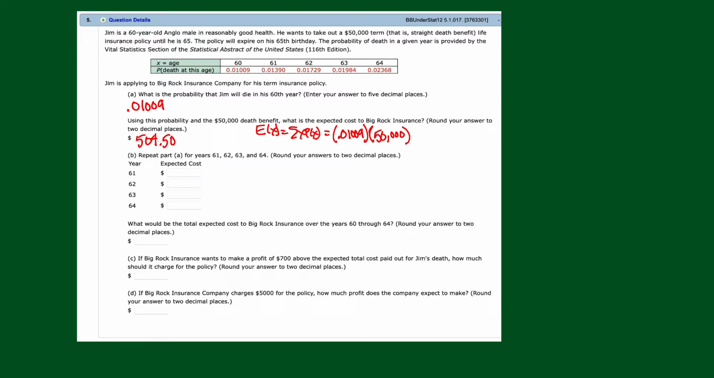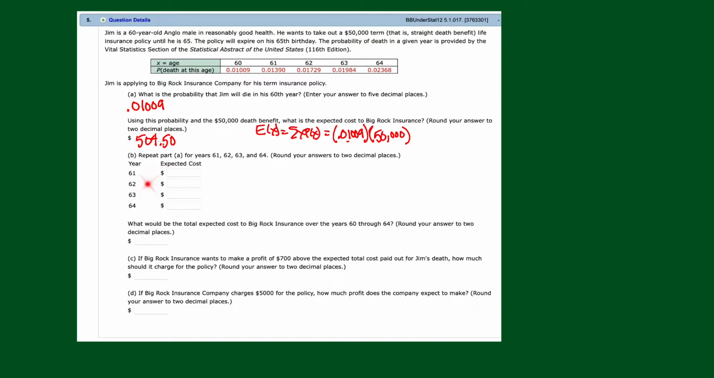So here's what this means. They're not going to pay anybody $504.50. But suppose they were insuring a lot of people. On the average, when a 60-year-old Anglo male dies, they're going to have to pay $50,000. But for all the 60-year-old Anglo males that don't die, they're just going to collect their money. They have to pay out $50,000 a few times, but on the average, this is the expected cost. They're going to have to pay out about $504.50.